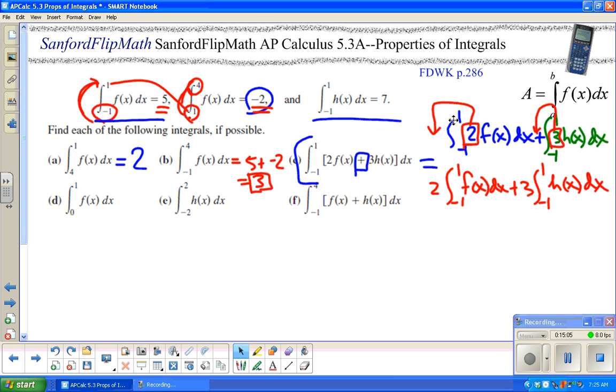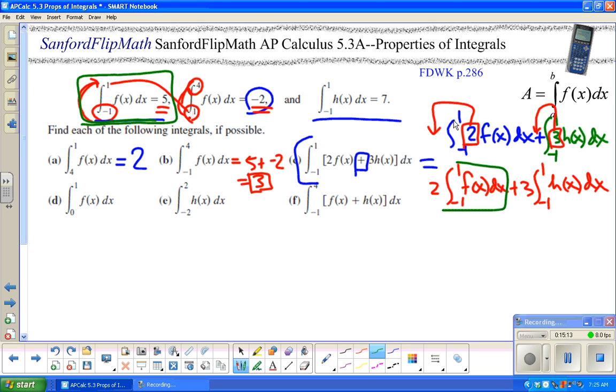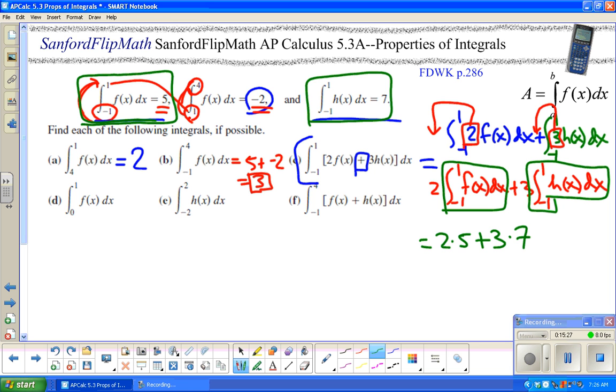Okay, now I'm going to do some straight substitutions. For instance, I know that f of x from -1 to 1 is 5. So this whole thing right here is 5. So 2 times 5 plus 3 times, well, from -1 to 1 for h is 7. So this whole thing is 7. So 10 plus 21 is 31. Okay, so that's the answer for C.